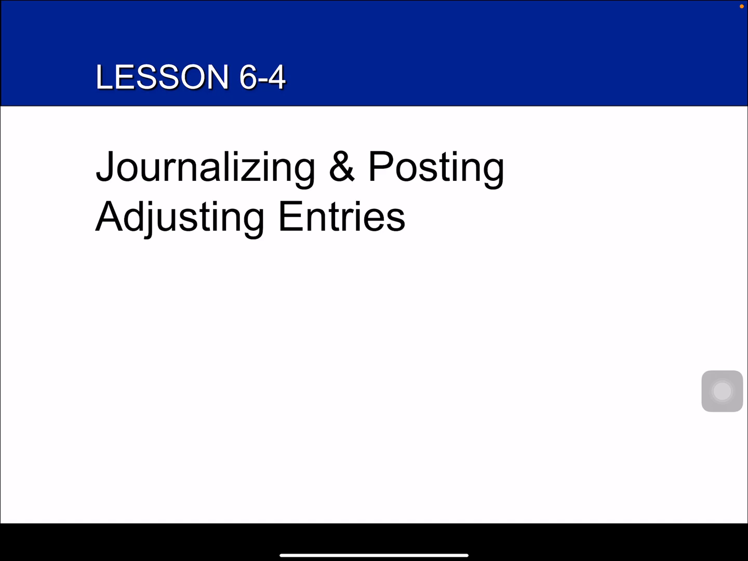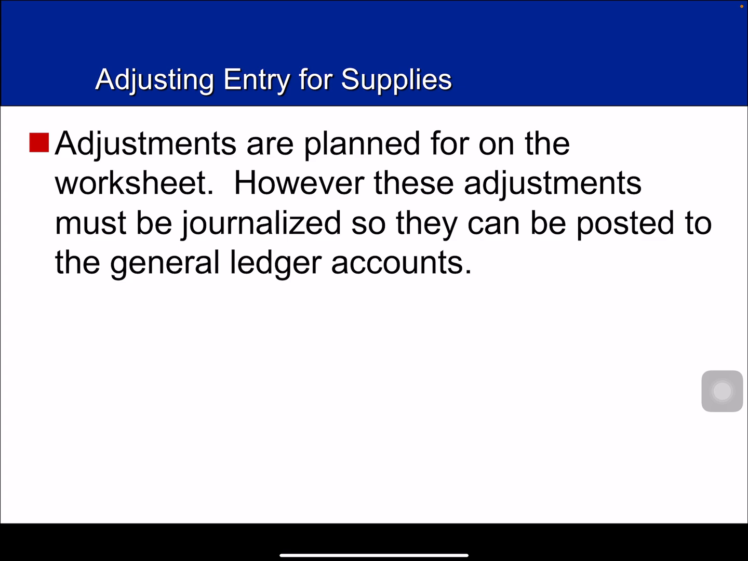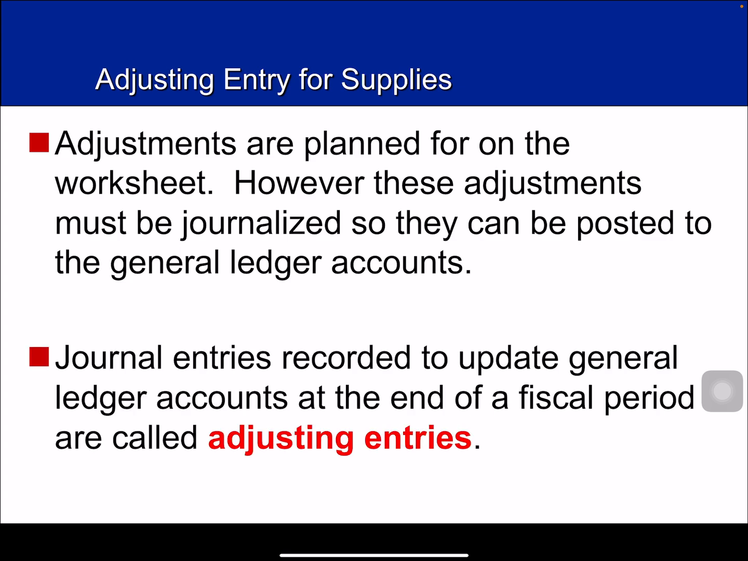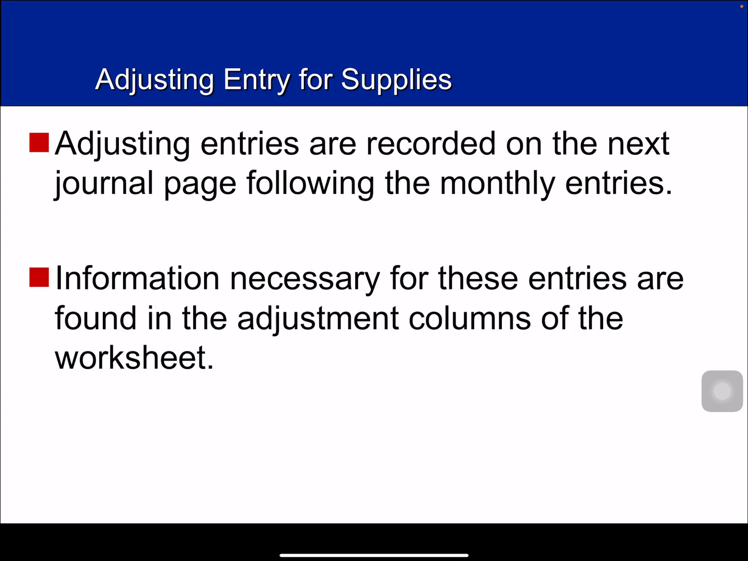Lesson 6-4 deals with journalizing and posting adjusting entries. Adjustments are planned for on the worksheet. However, these adjustments must be journalized so that they can be posted to the general ledger accounts. Journal entries recorded to update general ledger accounts at the end of the fiscal period are called your adjusting entries.